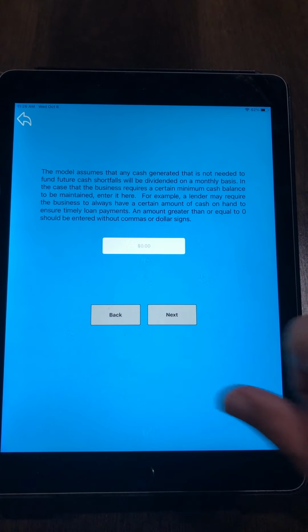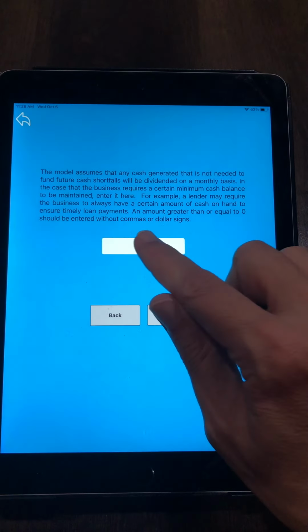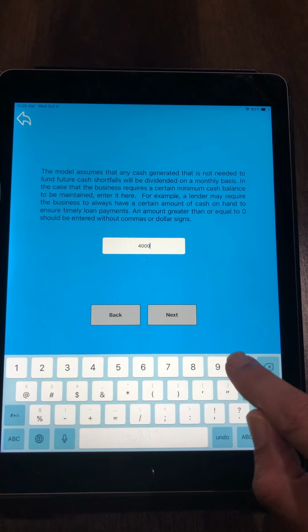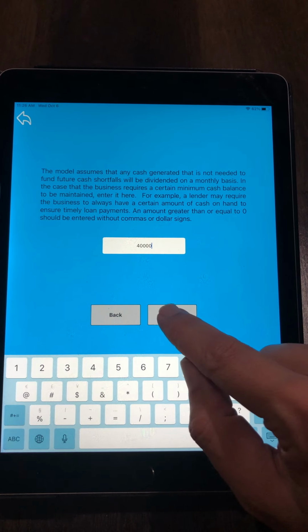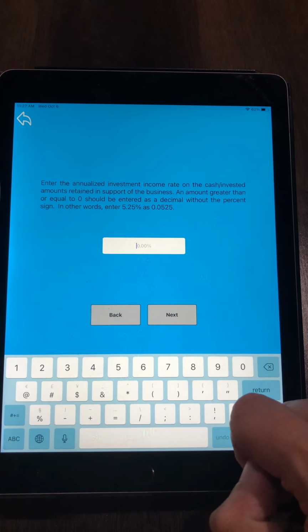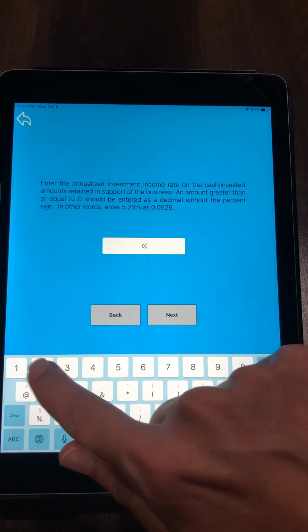Okay, so this next one is, is there a minimum cash reserve? This is an amount that you always want to have on hand, where you're basically going to dividend everything else out as soon as you can to be able to use that money for something else. But is there any money that you want to retain? Maybe it's your lender that's saying that you're going to have to keep a certain amount. Maybe you just always want to have a certain amount to be able to pay your expenses for the next month. So I'm going to say that I'm going to need $40,000 on hand at all times. And then after that, my investment income rate on any cash held by the company. So I'm not really investing heavily, so I'm just going to say I'm going to earn a quarter point.